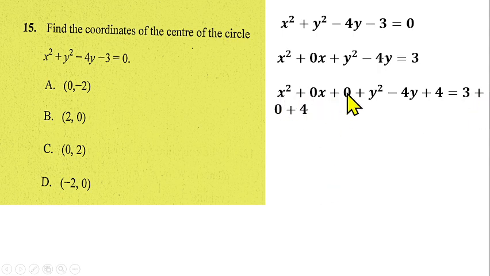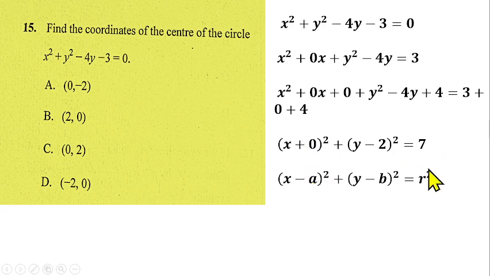So now you can make this one a perfect square. That will give us x plus 0 squared plus, make this one a perfect square, that should give us y minus 2 squared equals 3 plus 0 plus 4. That gives us 7.